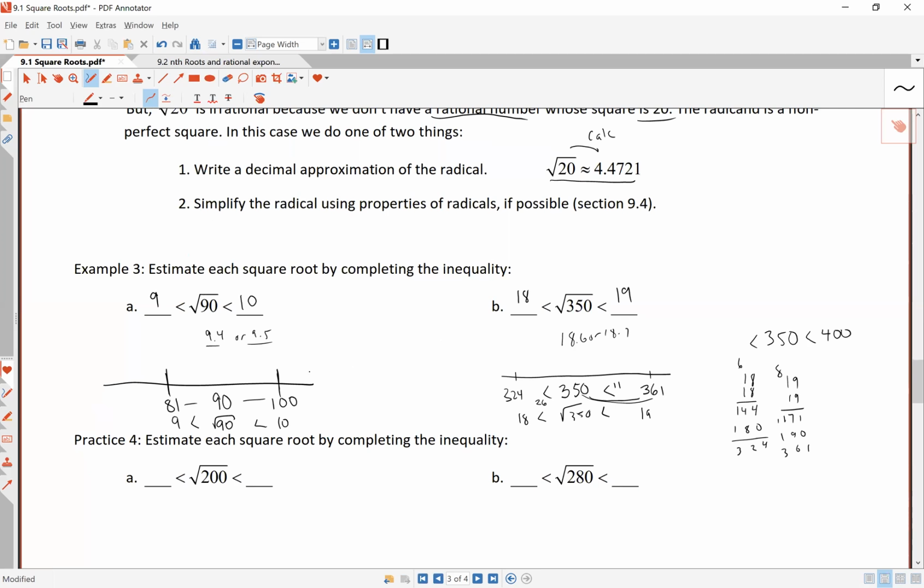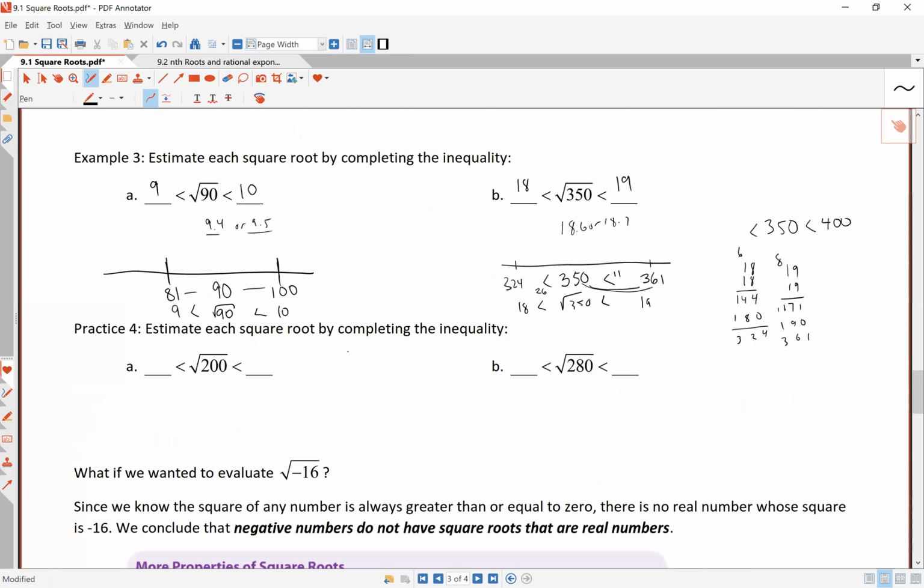So this leads me to your practice problem. I encourage you to press pause in your video and work these out, and come back when you're ready to see the solution.